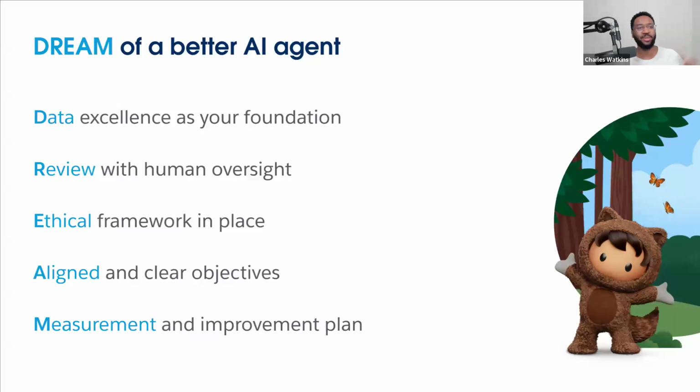And so, dream of a better AI agent. Data excellence is your foundation. Review with human oversight. Make sure you have an ethical framework in place. Make sure that you have aligned and clear objectives. And then finally, make sure you have a measurement and improvement plan.